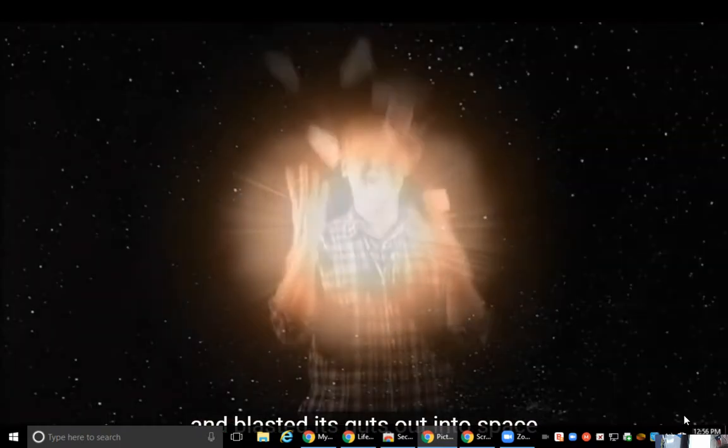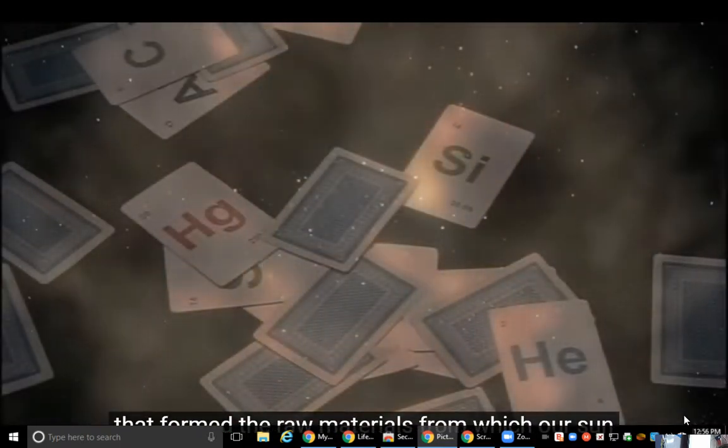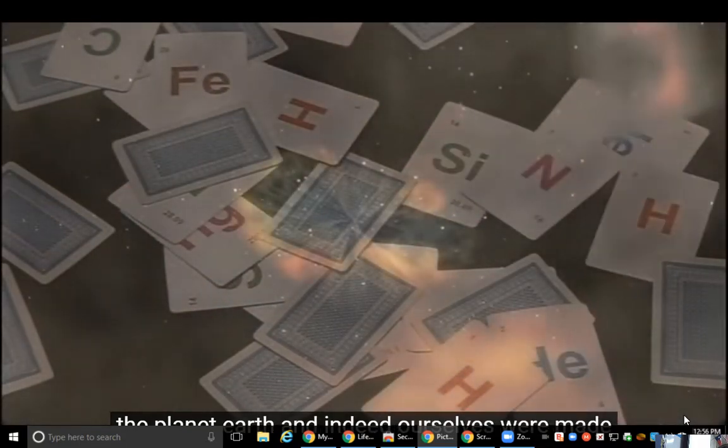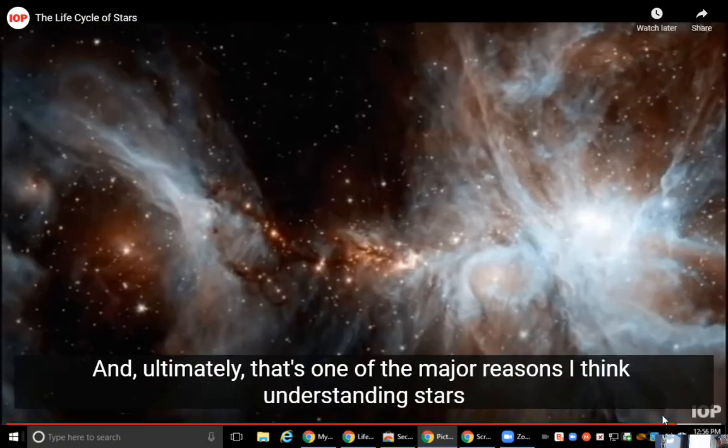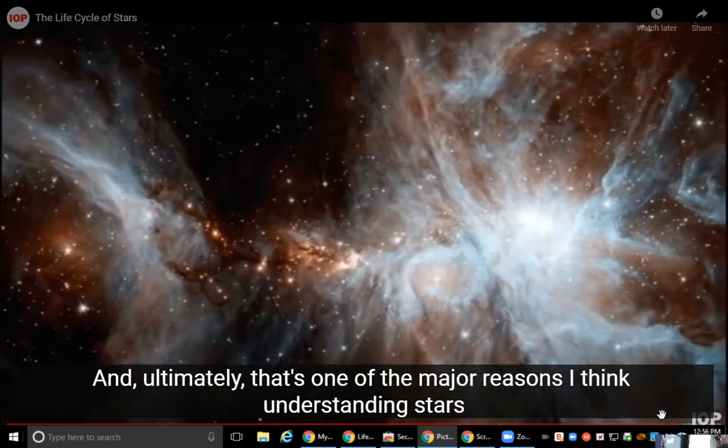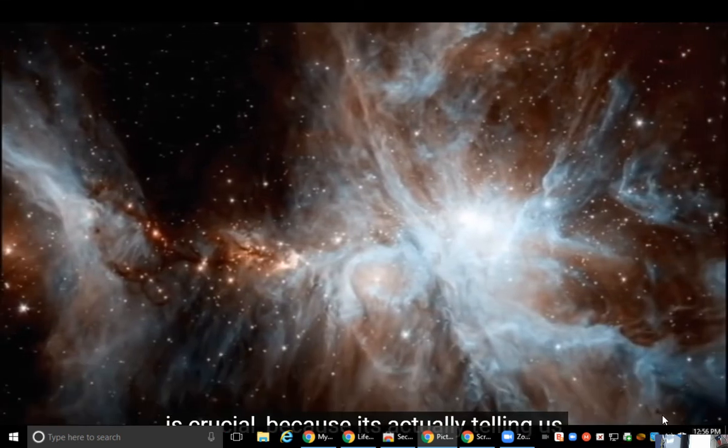And when the star died and blasted its guts out into space, that formed the raw materials from which our sun, the planet Earth, and indeed ourselves were made. And actually, I think that ultimately that's one of the major reasons why I think understanding stars is crucial, because it's actually telling us where we came from.